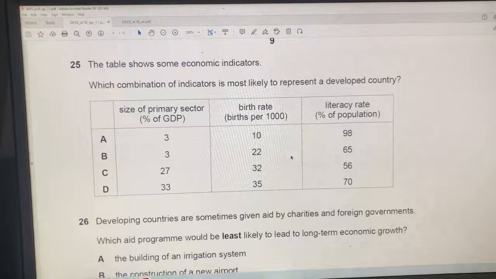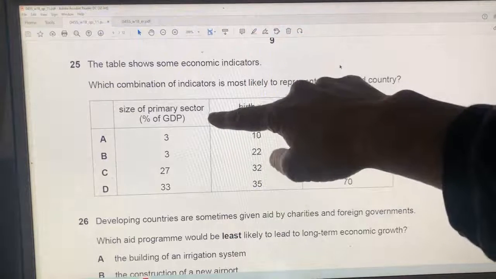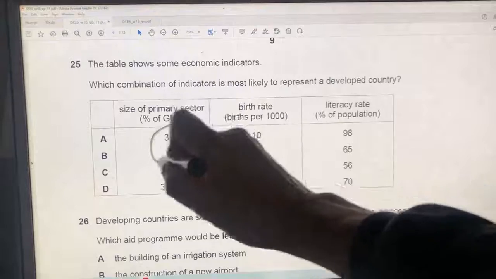Should we try question 25? Let's see. Oh, yes. 25. The table shows economic indicators, and which combination of indicators is most likely to represent a developed country? I like this question. The size of the primary sector, as a percent of GDP, should be small. So probably the answer will be A or B.